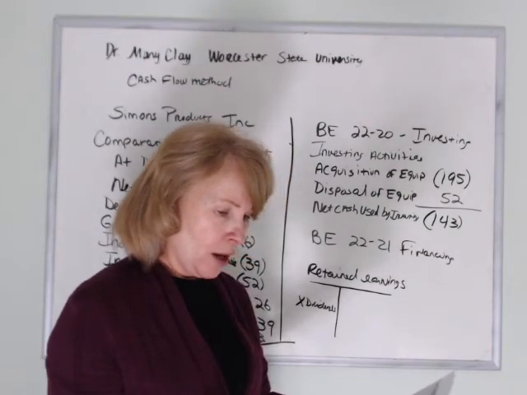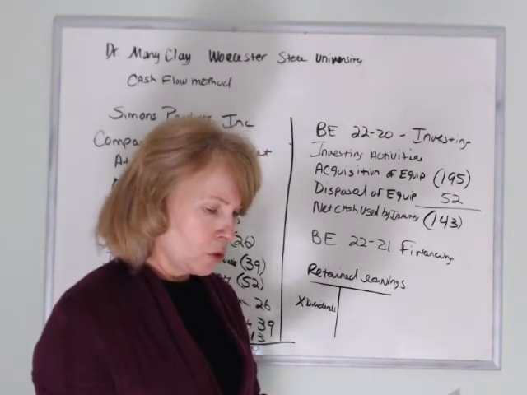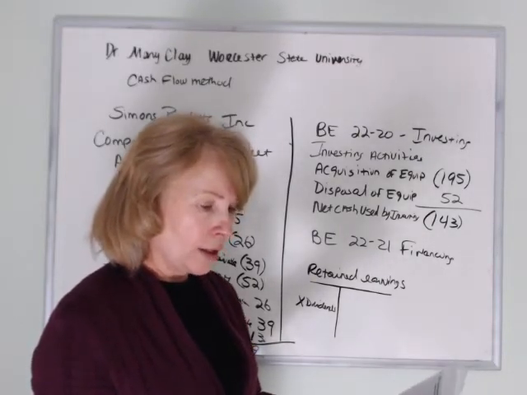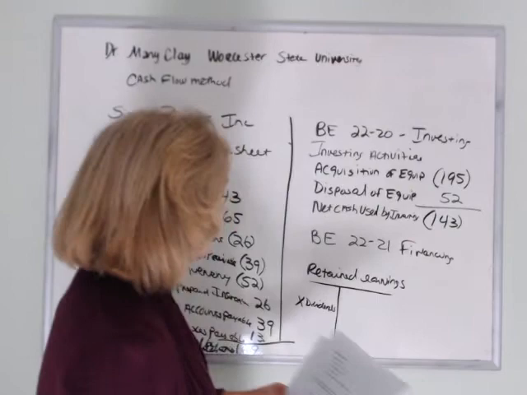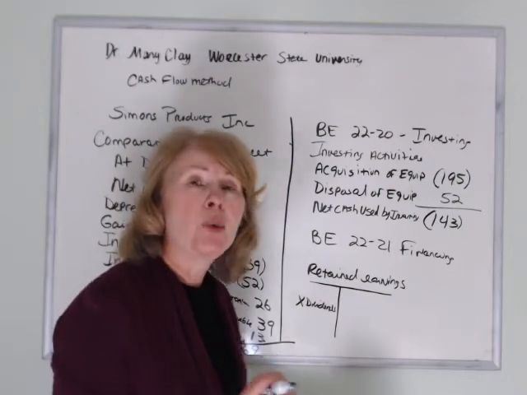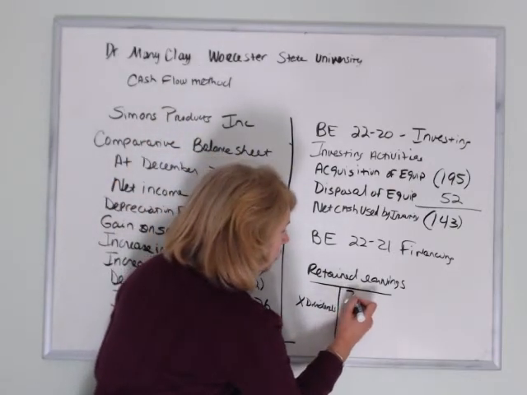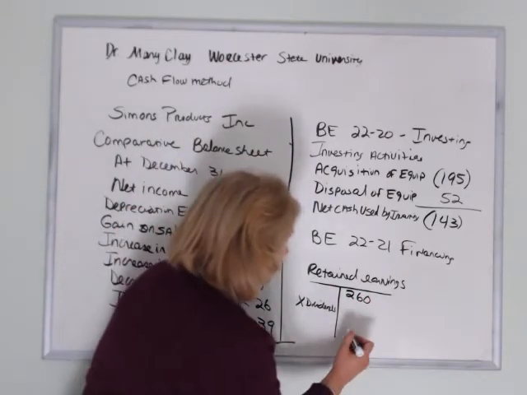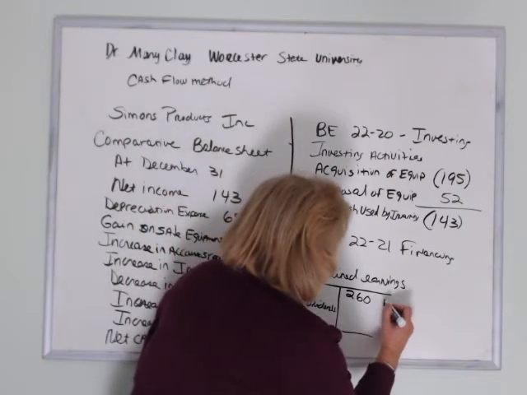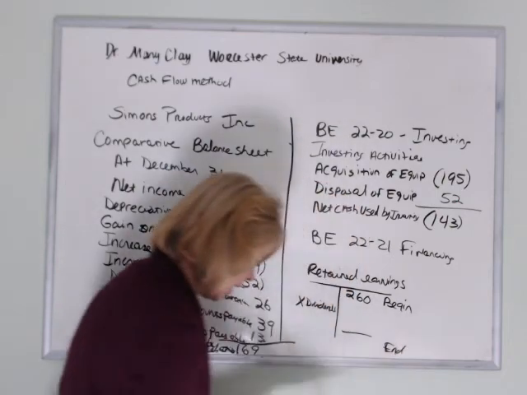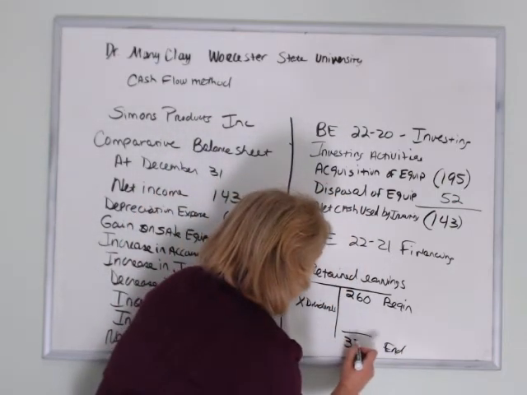Okay, so the beginning of retained earnings was $260. The ending retained earnings, or the current year, was $338. Okay? All right, so work with your T account. Retained earnings, remember it's an equity account. So the beginning balance was normal. It's $260. This is my beginning. This is my end. My ending balance was $338.